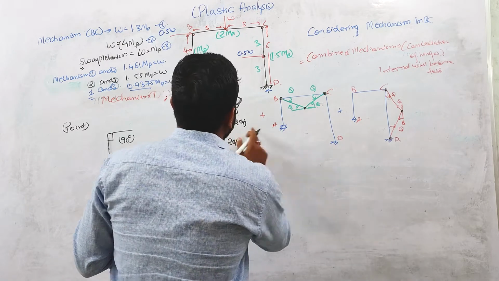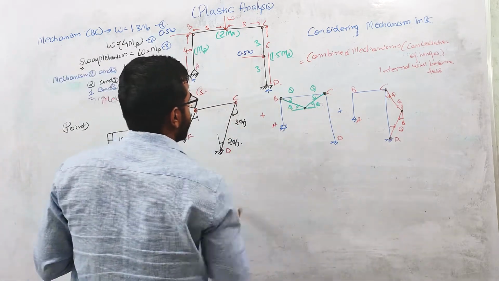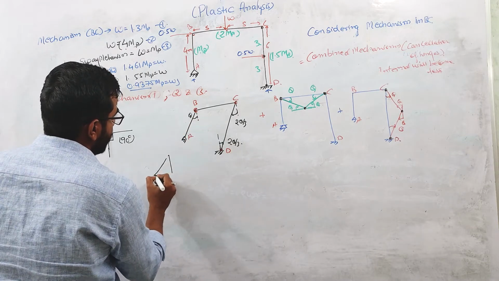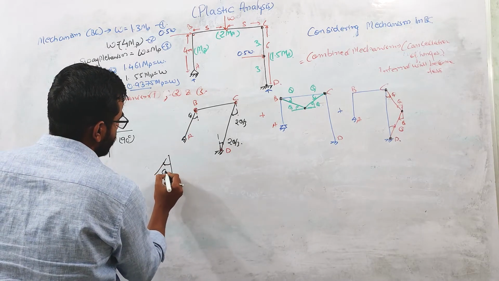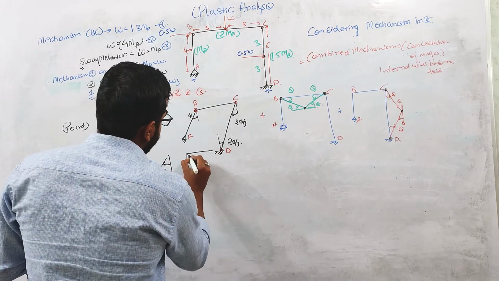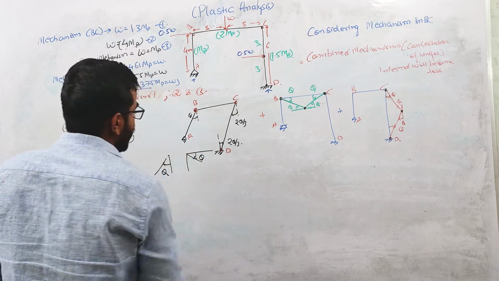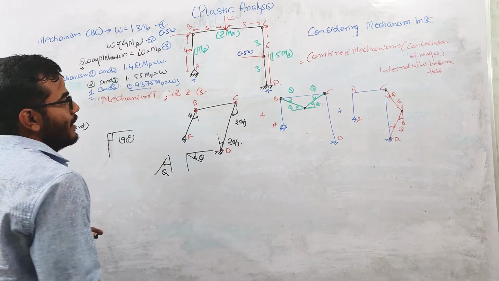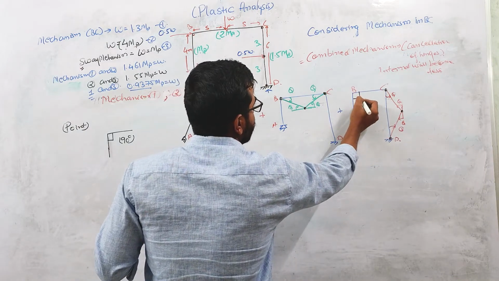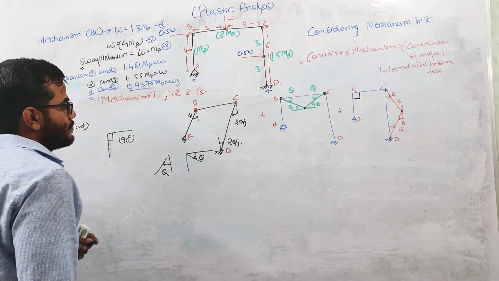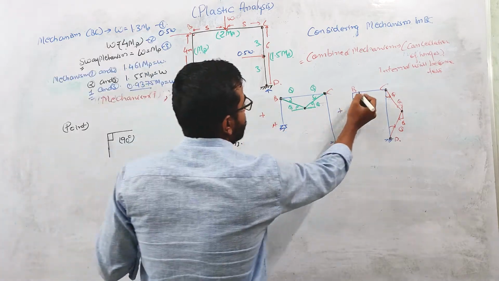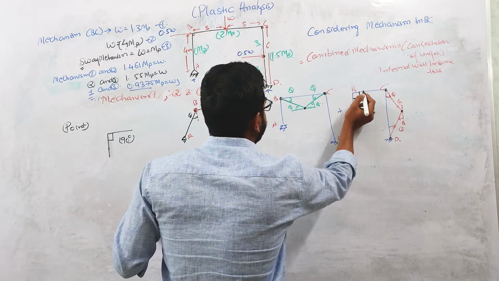If you combine all these three mechanisms, due to sway this member rotates in the clockwise direction by theta amount. In the beam mechanism, this member rotates in the clockwise direction. And in the beam mechanism in this column, there is no effect. This angle is 90 degrees. So if you combine these two mechanisms only, because here there is no plastic hinge, the angle between them is 90 degrees, right?